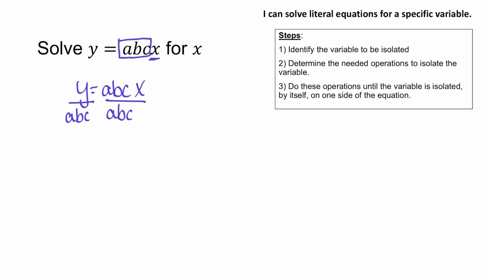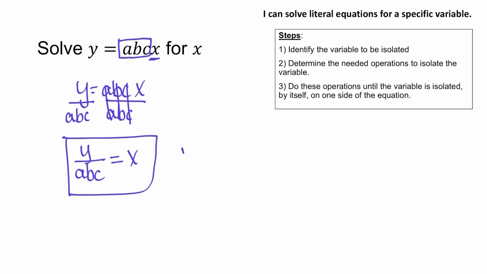So on the left, that's going to leave me with y over abc. That equals, and then on the right, all of this will cancel, leaving me with just x. So we have x equals y over abc.